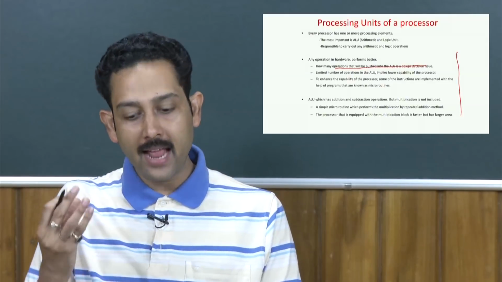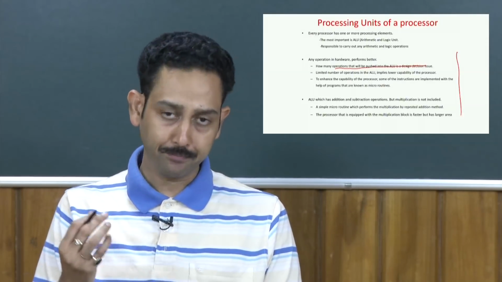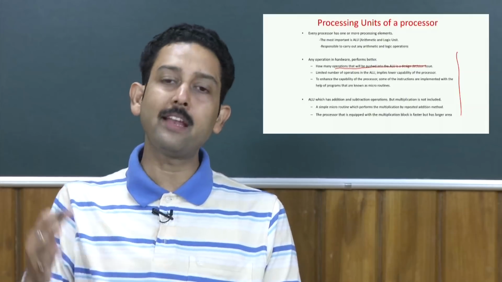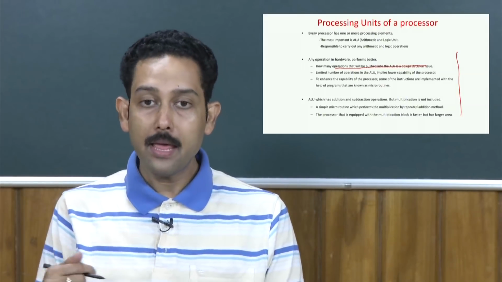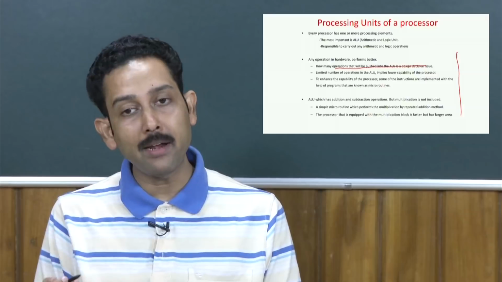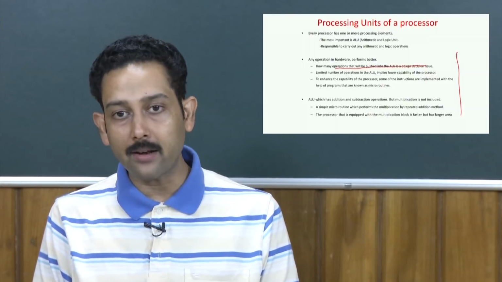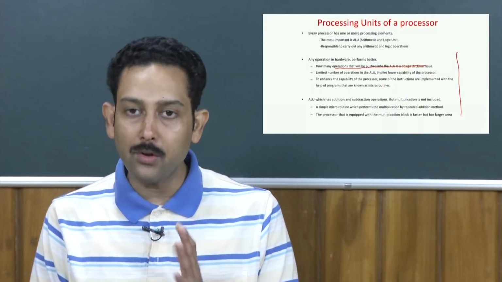So, if your processor has a hardware multiplier, then you give two numbers, immediately they will be multiplied and you are going to get the answer. But if I say that I do not have a multiplier unit, I only have an adder and a subtractor, then is your processing unit not able to multiply?